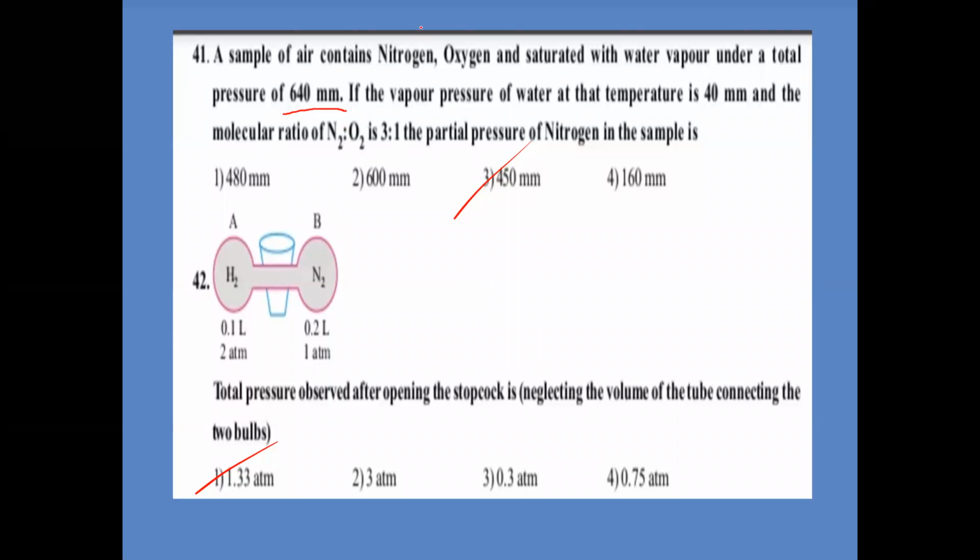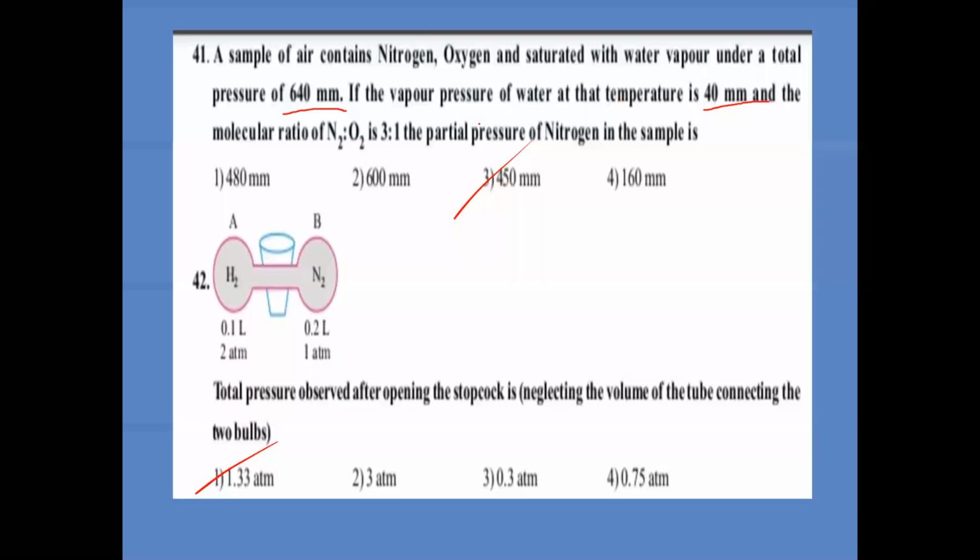Next, the vapor pressure of water is given as 40 mm here. So what is 40 mm? It is the aqueous tension. Aqueous tension means the pressure of water vapor. The pressure of water vapor at a given temperature is called aqueous tension in air. So the partial pressure of water vapor in the mixture is given.